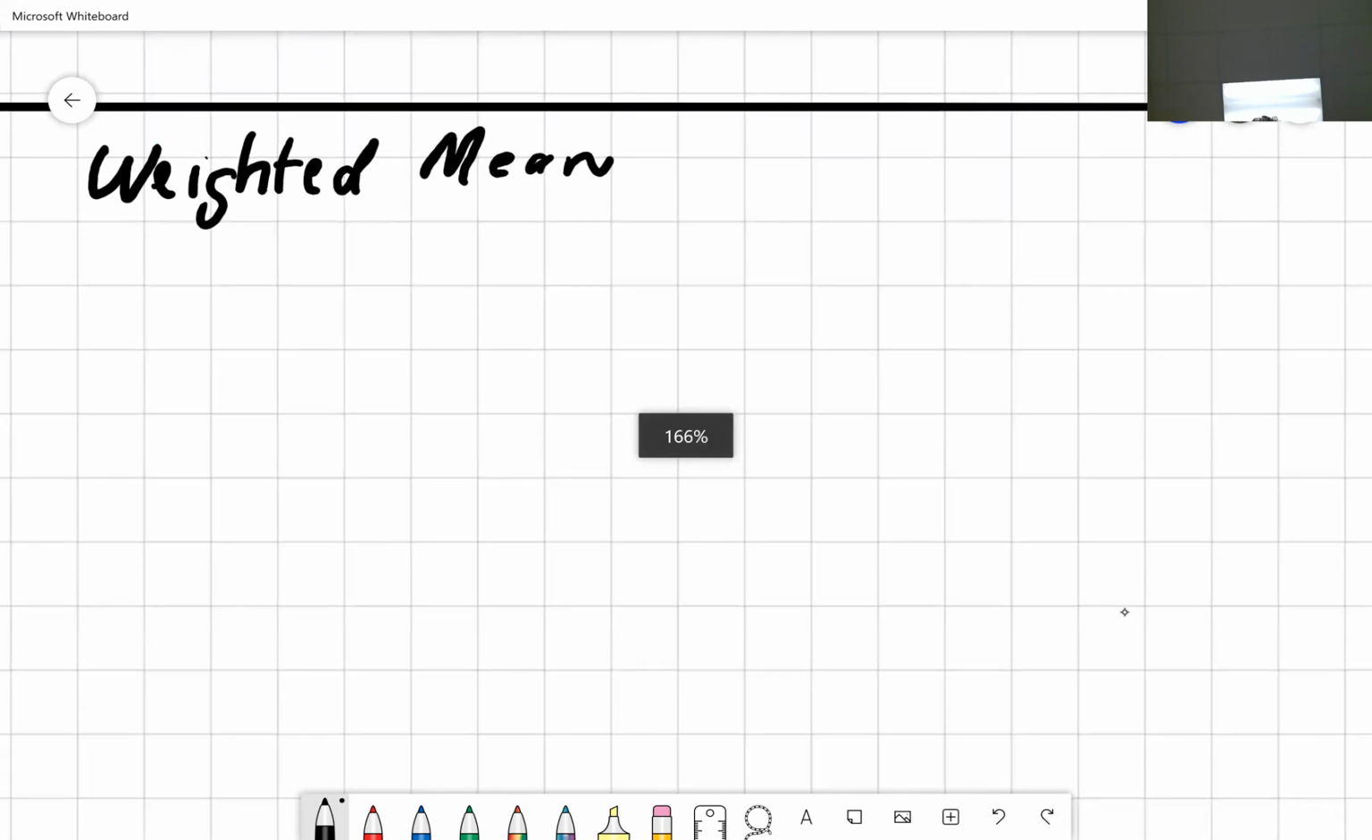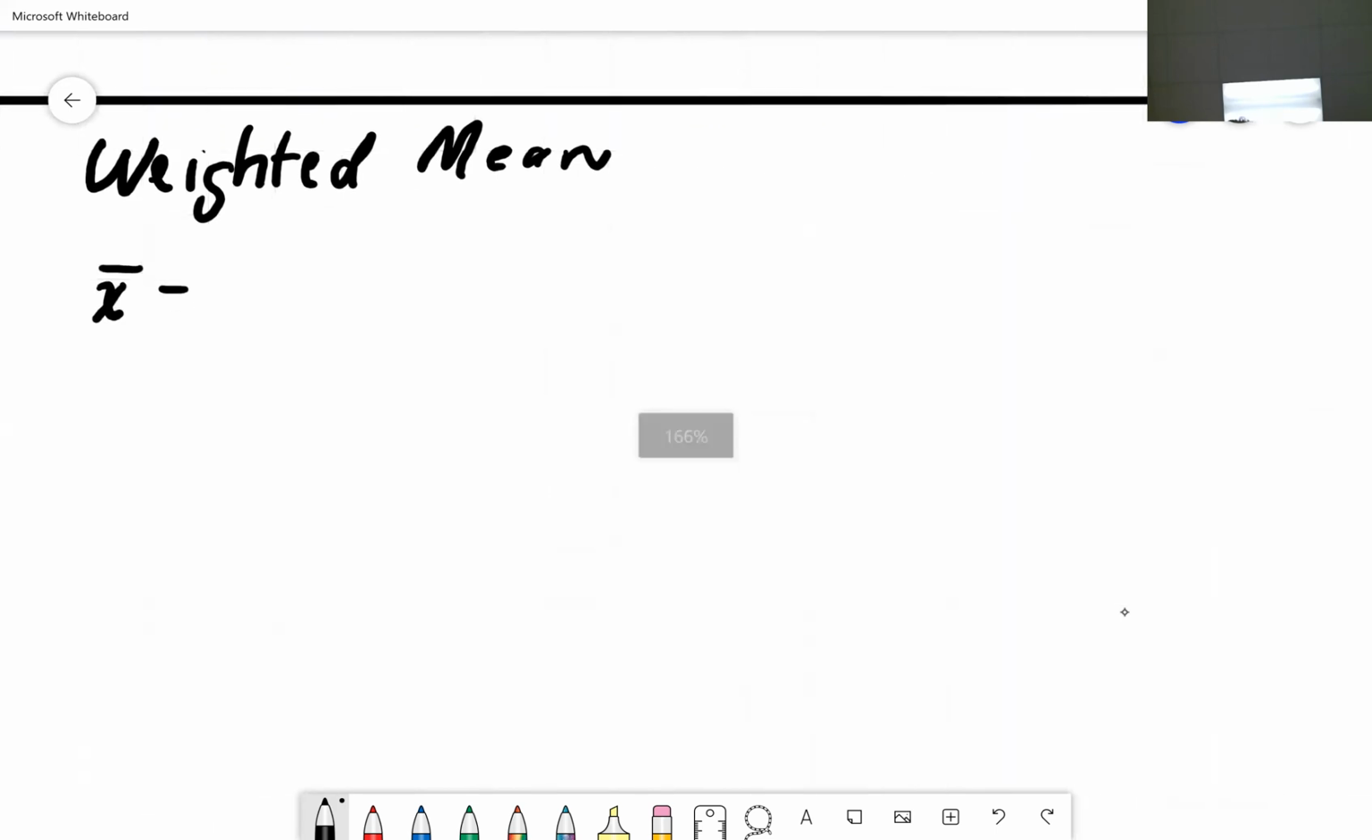So the weighted mean is defined as x bar equals the sum of x times the weight divided by the sum of the weights. That's how it's defined. I guess you could switch that to mu if you were talking about a population. Don't overthink these things. But that's how it's defined.